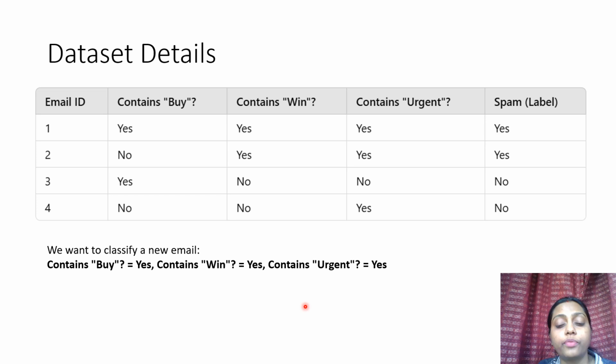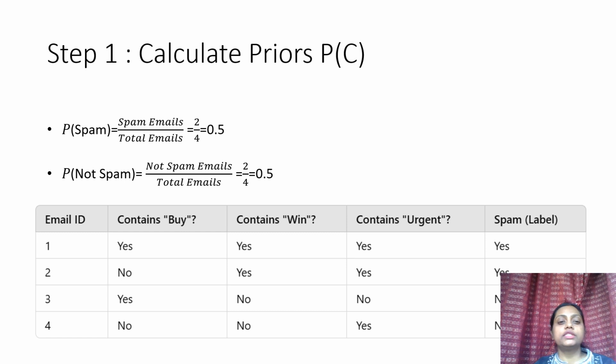Now let's solve this particular example using the naive-Bayes algorithm. What is the first step? The first step is that we have to calculate the priors. Prior means P of C, that means the class. We have a 2-class classification problem, so we have only 2 values, either yes or no. That means the message is a spam message, or the message is not a spam message.